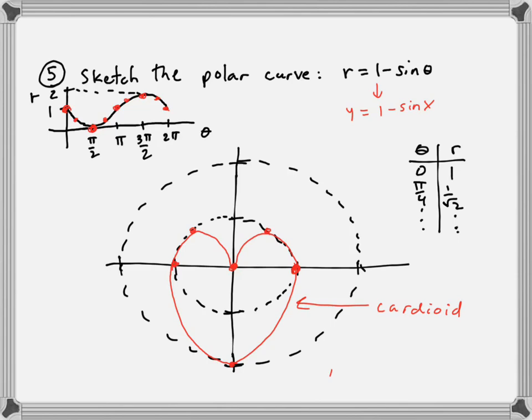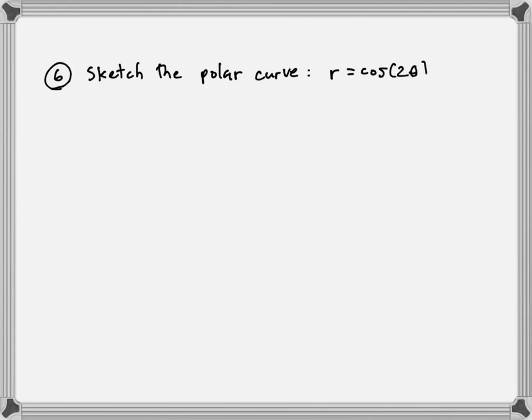So this is just one example of some of the interesting types of sketches that we can get using polar coordinates. I'd like to do another one here. So let's sketch the polar curve r is equal to cosine of 2 theta. This should be an interesting one.